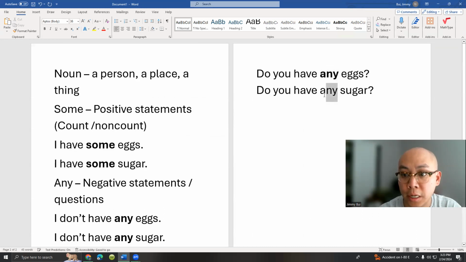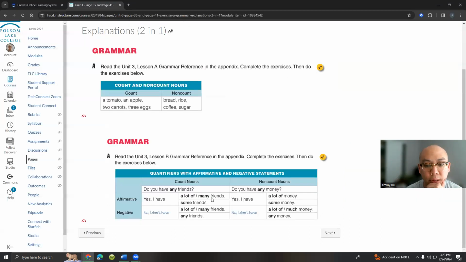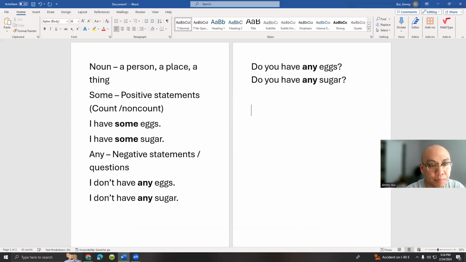So we don't use some in questions. Okay. To expand on this even more now, going back to the book, similar to some being the opposite of any, many is the same as much, but they are not used interchangeably. And so what that means is many is only used for count nouns, and this could be positive, negative, or questions.